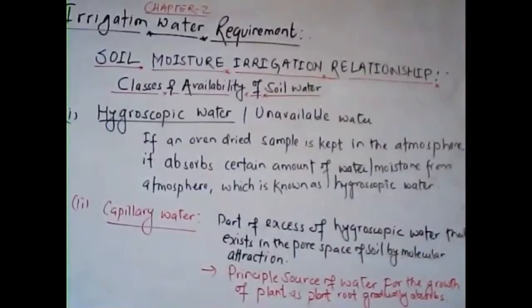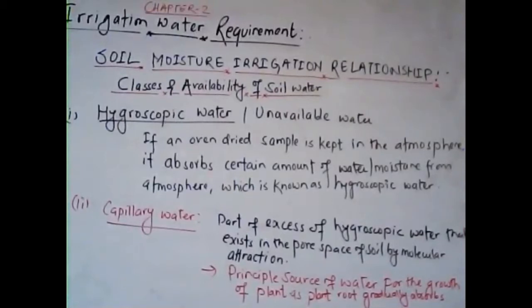The first type of water available in soil is hygroscopic water, and it is also known as unavailable water. When an open dry sample of soil is kept in the atmosphere, it absorbs a certain amount of moisture from the atmosphere. This moisture or water is known as hygroscopic water. So if soil is open to the atmosphere, it absorbs certain moisture from the atmosphere, and this absorbed moisture is termed hygroscopic water.